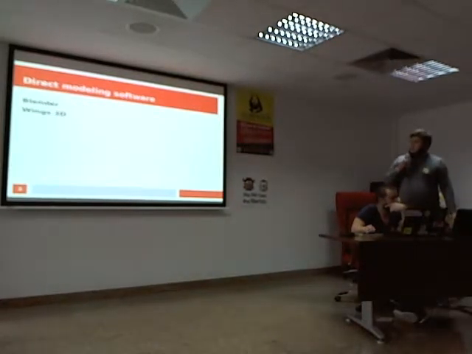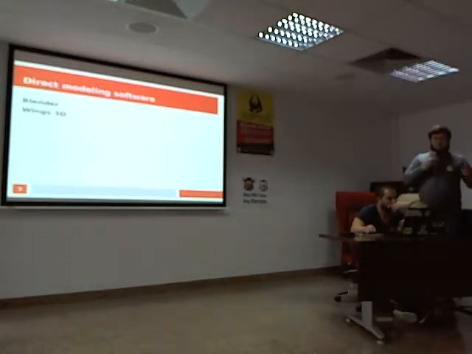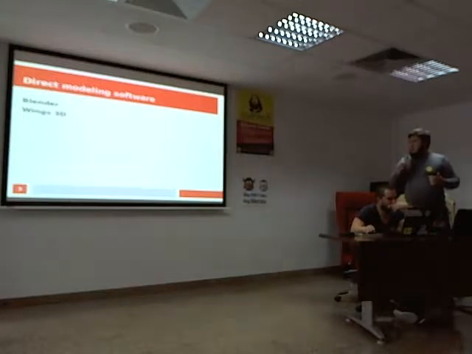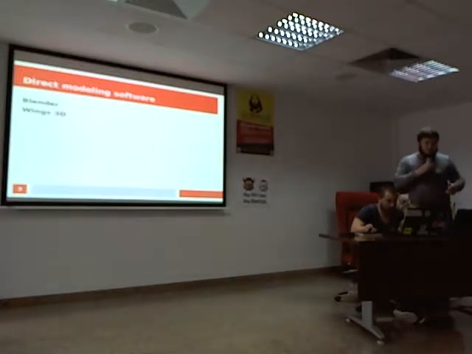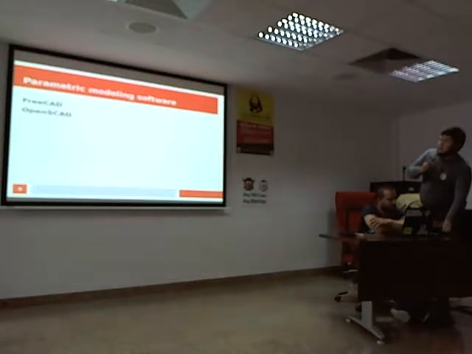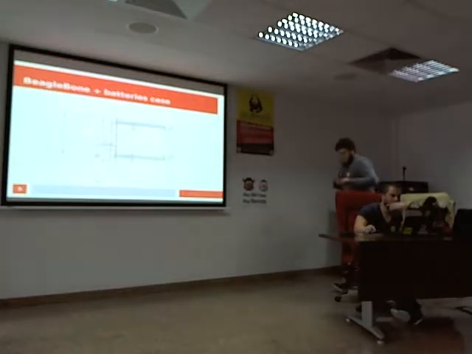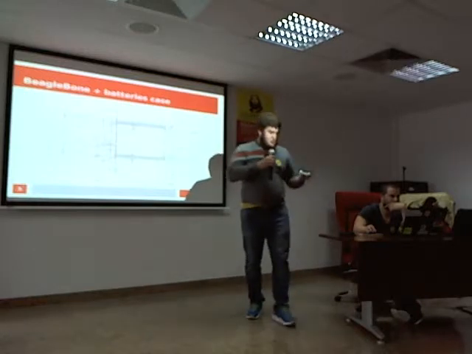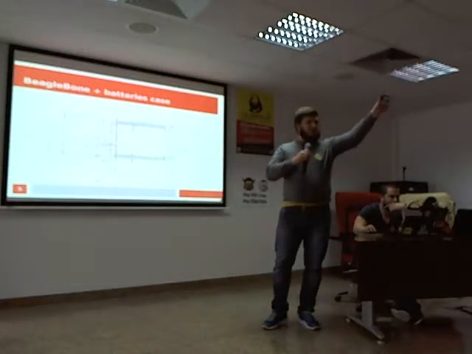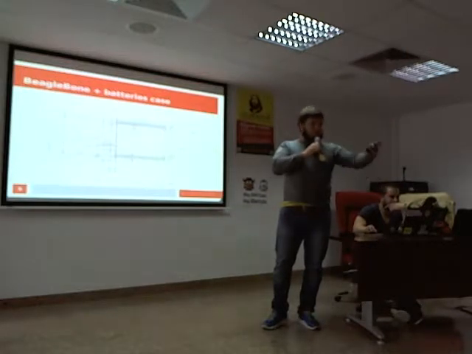Direct modeling software is like Blender 3D, Wings 3D, which mostly use extrusion to build your stuff. It's mostly used for building things like animations, scenes, organic structures, stuff like that. Parametric modeling, I already mentioned them, FreeCAD, OpenSCAD. So, I wanted to make a little enclosure for this project of mine, which is a BeagleBone. It's a small board, and I wanted to add some batteries, but I don't want them to fly around, so I want to make an enclosure.